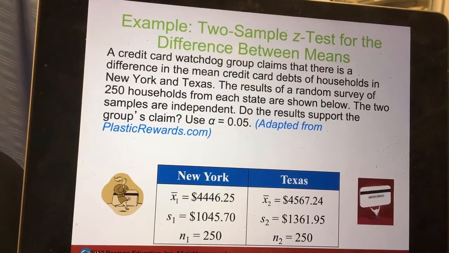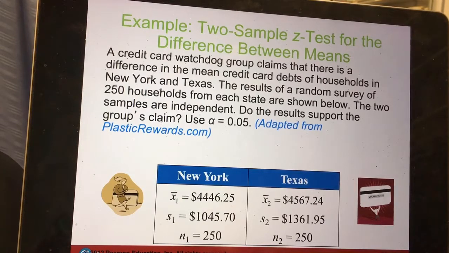A credit card watchdog group claims that there is a difference in the mean credit card debts of households in New York and Texas. The result of a random survey of 250 households from each state are shown. The two samples are independent. So we are definitely not going to pool these. They're definitely from two different areas. They should not have anything in common. So basically it says, do the results support the group's claim?